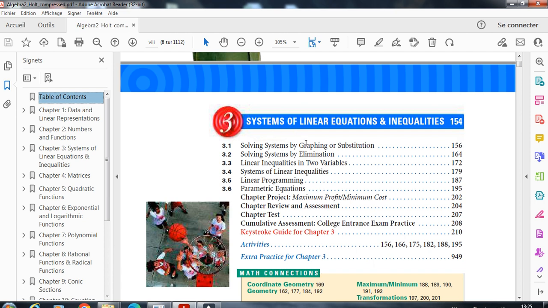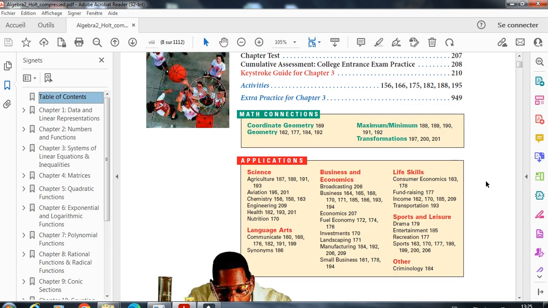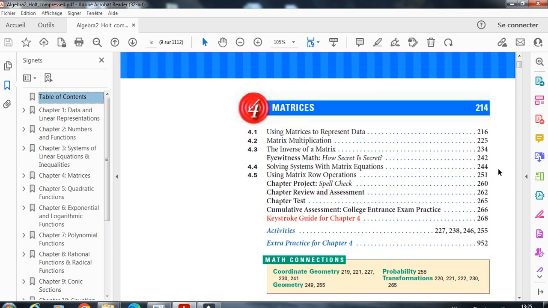Solving systems by graphing or substitution, solving systems by elimination, linear inequalities in two variables, systems of linear inequalities, linear programming, parametric equations. This year I did algebra 2 with my students, and it was so good. I enjoy it. Great. Now let's go to chapter number 4, which concerns matrices.